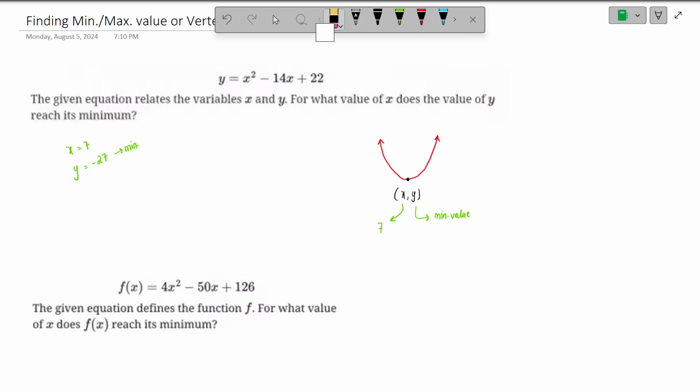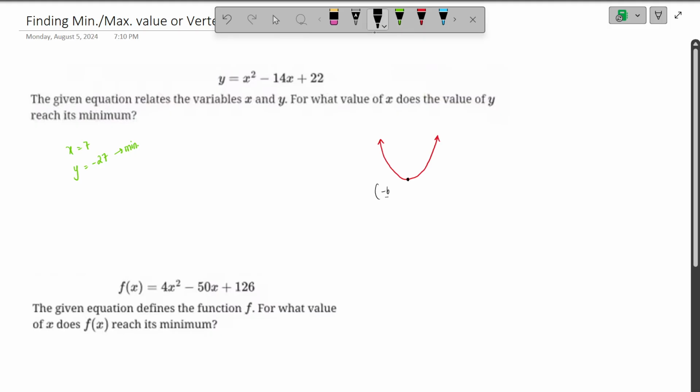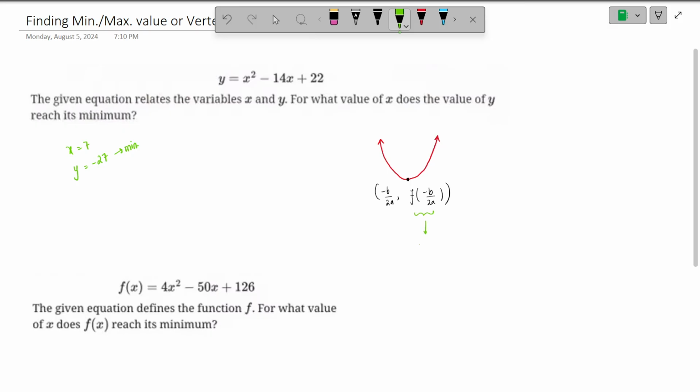Okay, so if you remember from the previous lectures, you can actually find out the vertex by using a simple formula, which was negative b over 2a. This gives you the x coordinate, and then when you put it in the function, then this is your y coordinate. See, this is the y coordinate, which will be the minimum value, and this will be the x coordinate, which is what we have to find out, right?